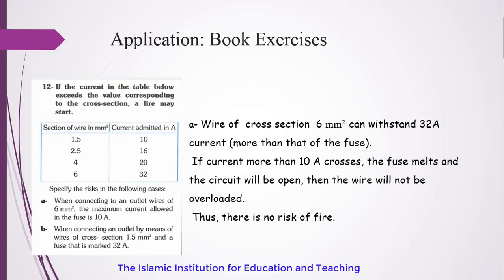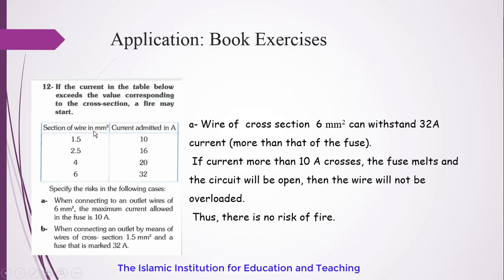Now let's move to solve exercises as an application. We will solve two book exercises. The first one is exercise 12. Let's read it together. If the current in the table below exceeds the value corresponding to the cross-section, a fire may start. Let's observe this table.